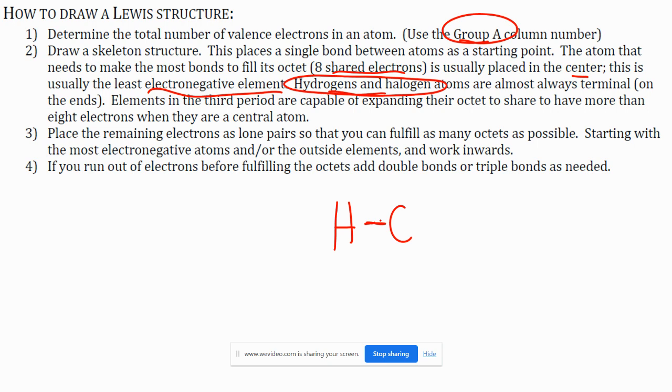Fluorine, for the same reason. Fluorine can only take 1 more in from another element. It is in period 2. It cannot expand its octet. So once it's got that extra thing bonded from another atom, it's done. So it always has to be on the end.